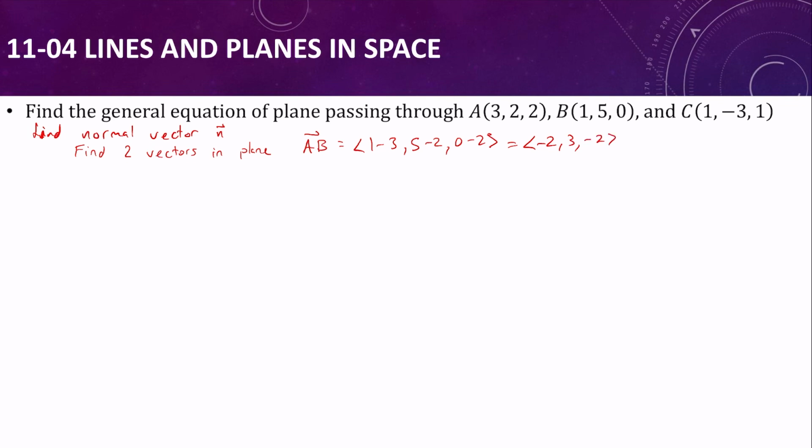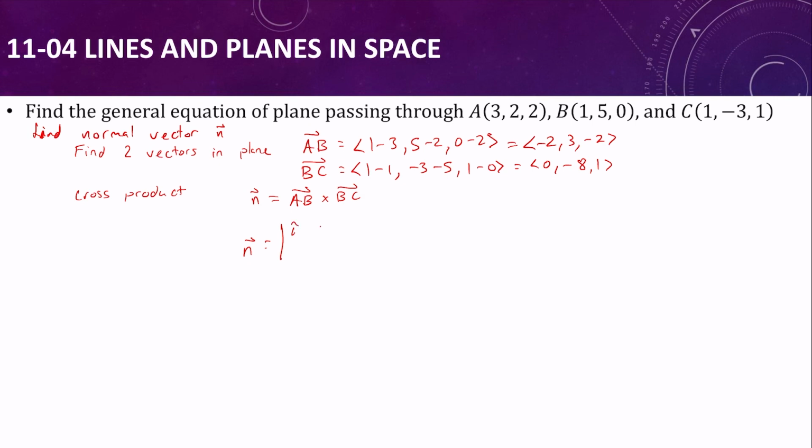And I'm also going to find vector BC, which would be 1 minus 1, negative 3 minus 5, and 1 minus 0, or 0, negative 8, 1. Then we take the cross product, because the cross product result is perpendicular to the 2 vectors. So our N is going to be equal to AB cross product with BC.